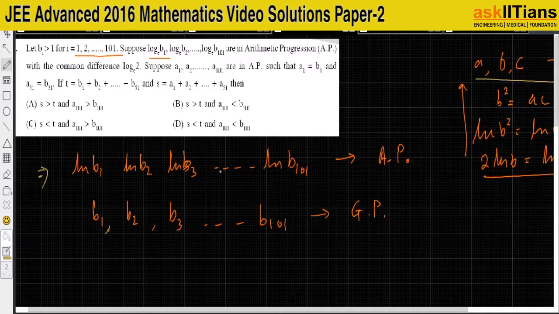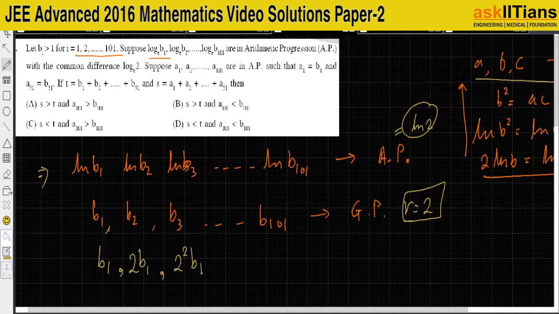Now let's read further. With common difference equal to ln2. So if the common difference of this series is ln2, then what will be the common ratio of this GP? It will be simply 2. Common difference here is ln2, so I will take the antilog of that also, and I'll get the common ratio of this GP as r equal to 2. Now this particular series will be b1, then b1 multiplied by 2, so 2b1, then 2 square b1, and till the 101st term, this will be 2 power 100 b1. So this is the geometric progression.